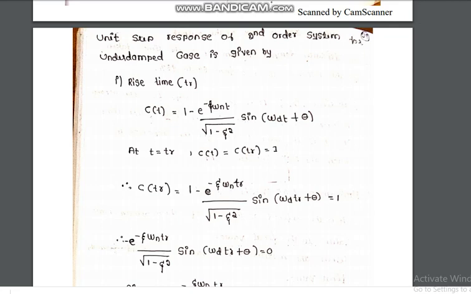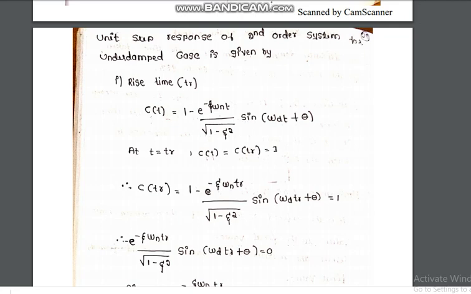So we have to consider here the unit step response of a second order system for the underdamped case. That expression we know, we derived it: C of t is equal to 1 minus e to the power minus zeta omega n t divided by square root of 1 minus zeta square, sine of omega d t plus theta. We know what omega d, zeta, and omega n are. So now we are going to find the expression for rise time TR.